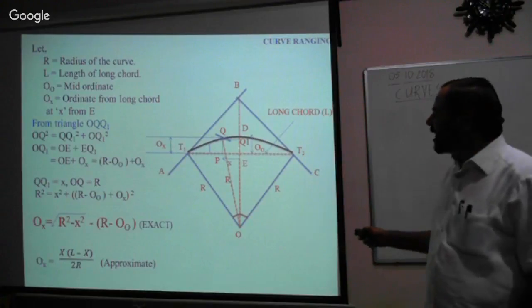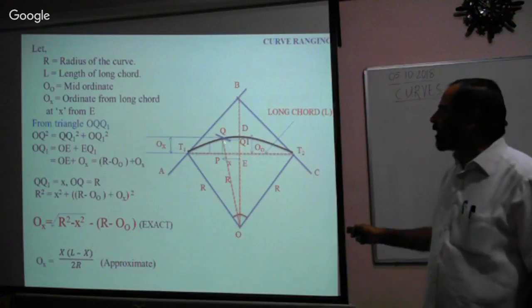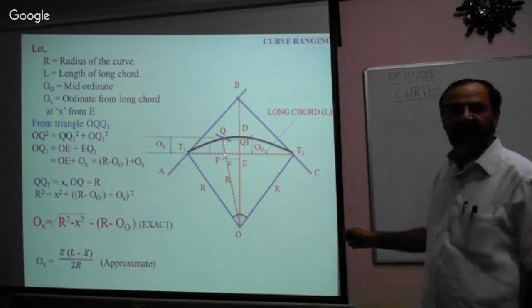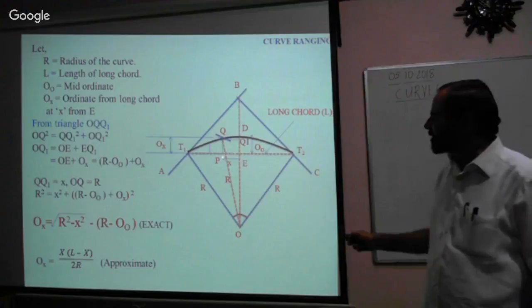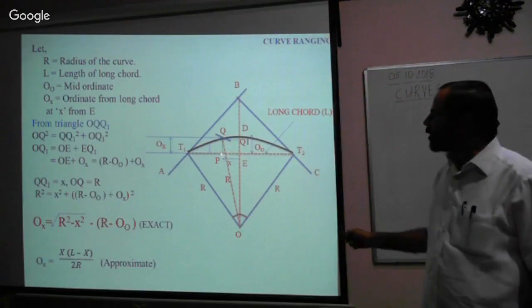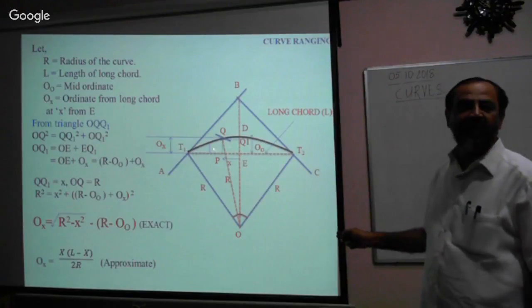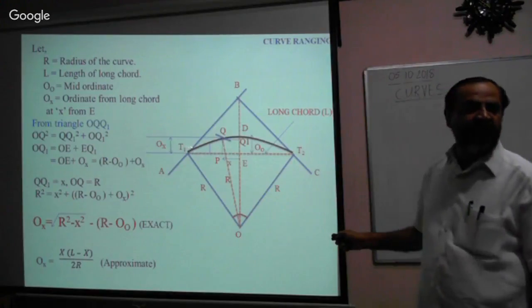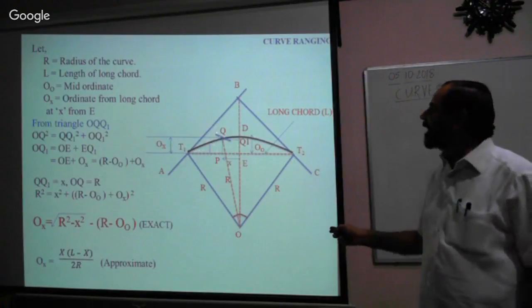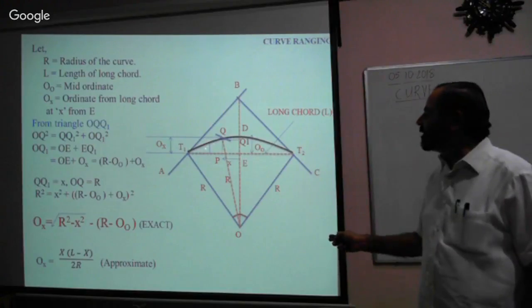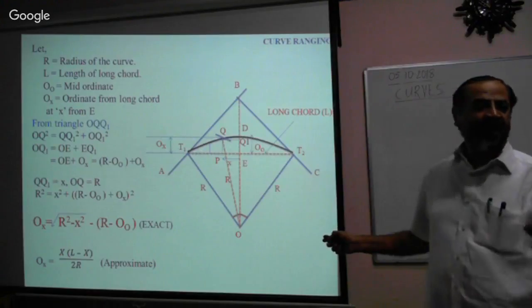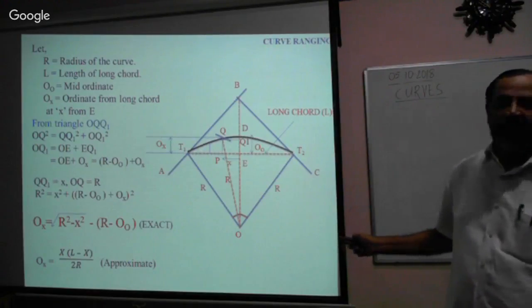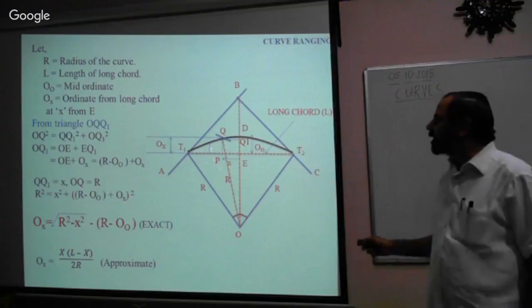Now the mid-ordinate is done, we have calculated it, and now we have to calculate another ordinate at a distance x from E. At any point we can calculate the ordinate. This is the first ordinate, this is the second ordinate, this is the third ordinate. Any number of ordinates can be calculated. Now let us handle this triangle.